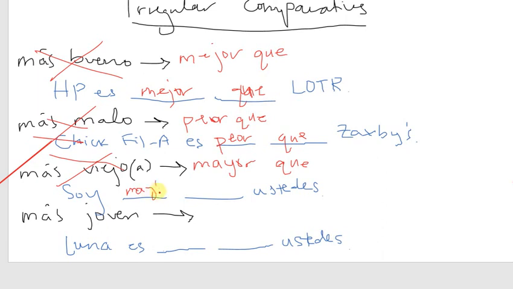Soy mayor que ustedes. Más joven would be more young. You don't want to say more young, you want to say younger, which would be menor que. M-E-N-O-R, menor que. So Luna es menor que ustedes. So, yo soy mayor que ustedes. I am older than you all. Luna es menor que ustedes. Luna is younger than you all.